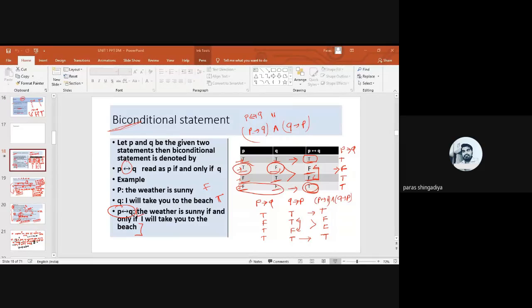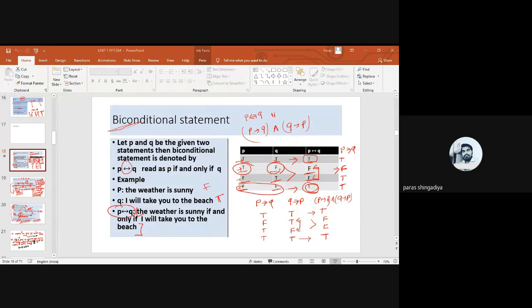And now derive P or negation P. The rule of the OR operator is that if any one is true, then it will become T. So here both are T. Now check this last column, which is the answer of the compound statement. In this last column, if all the values are in the form of T, then we can say that the given compound statement P or negation P is a tautology.